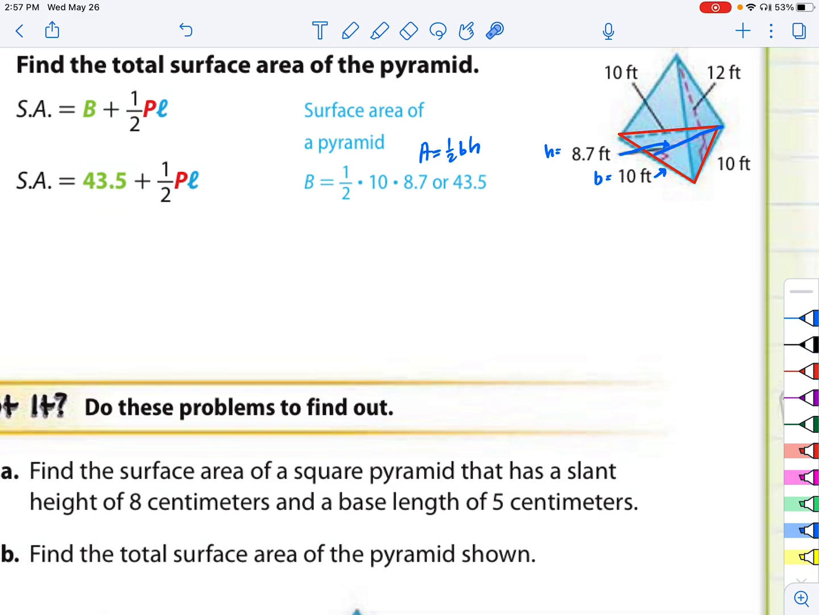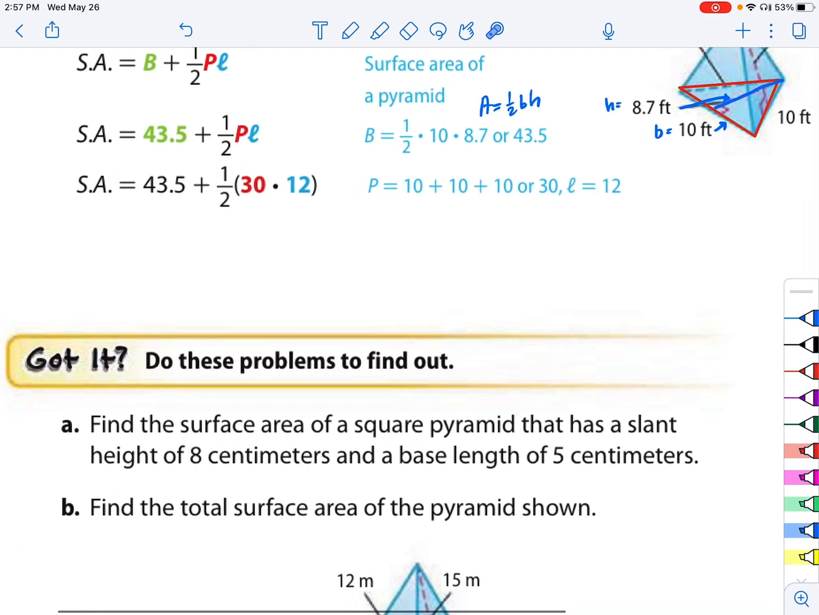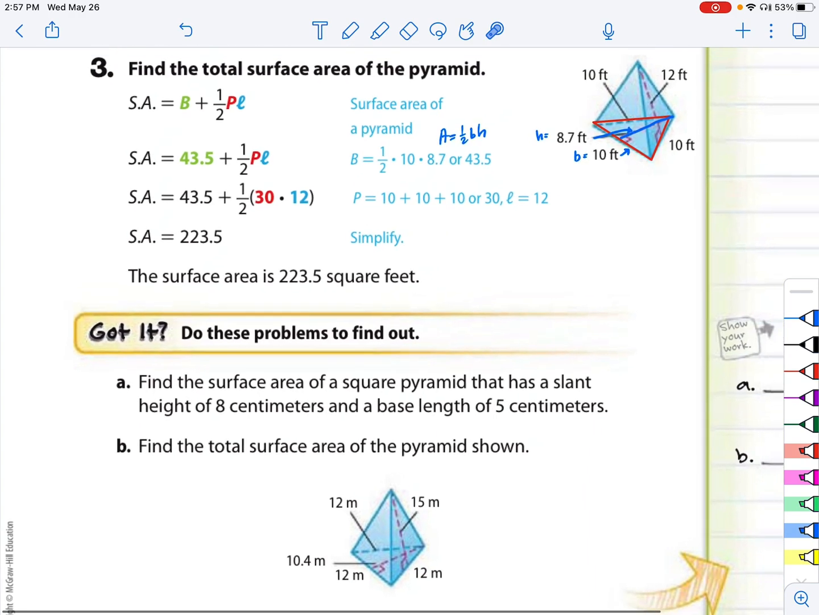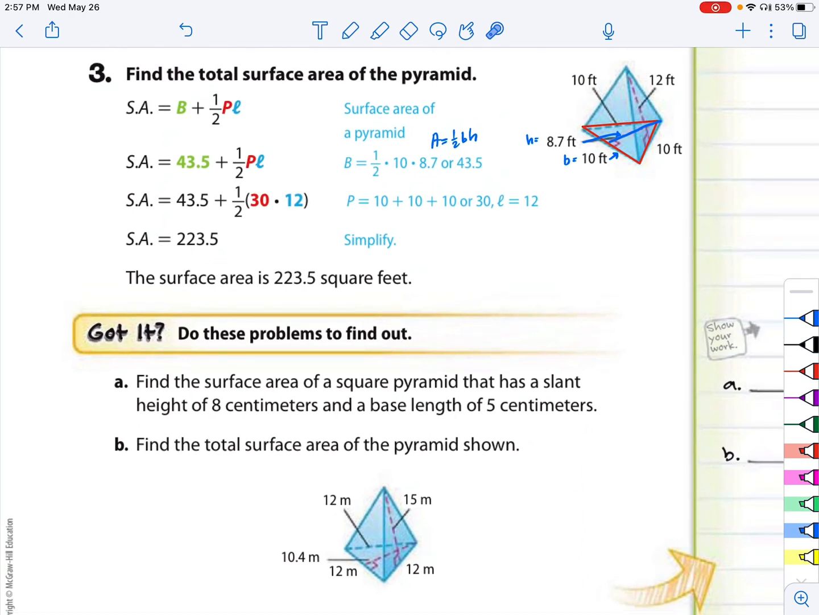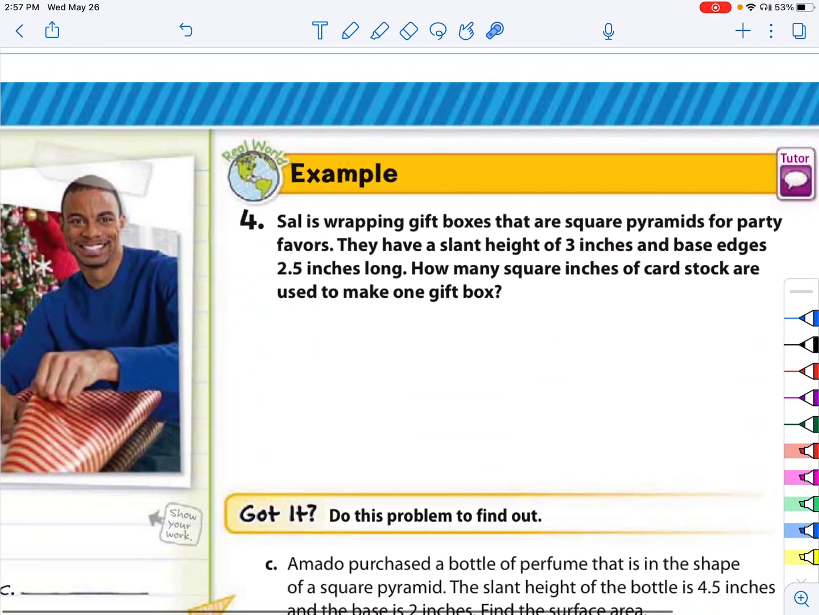Perimeter is simply adding 10 plus 10 plus 10, which gives us 30, and the slant height is 12, right there. We simplify this whole expression and end up with a surface area of 223.5. So the surface area is 223.5 square feet. Okay? Do the Got It problems A and B, and let's see if I understand examples 1, 2, and 3.